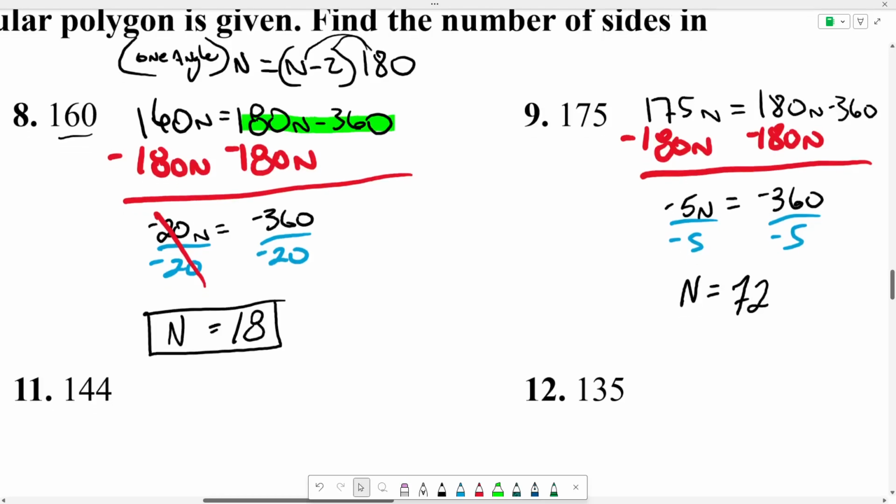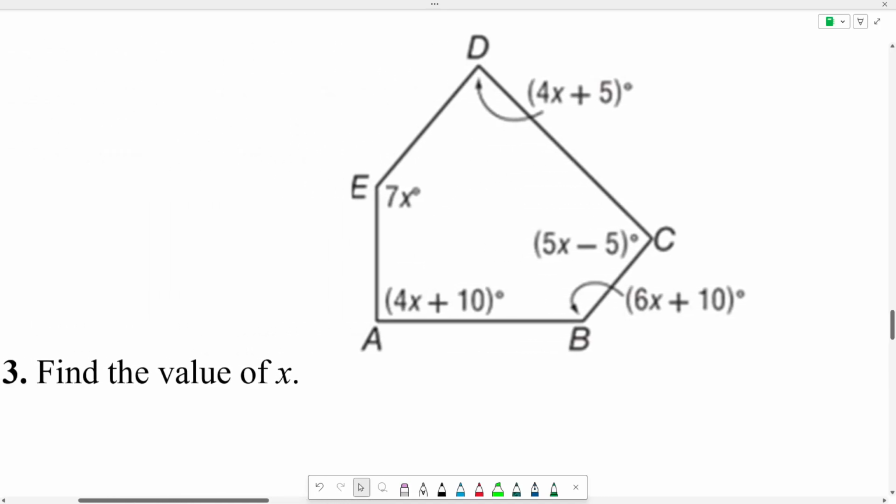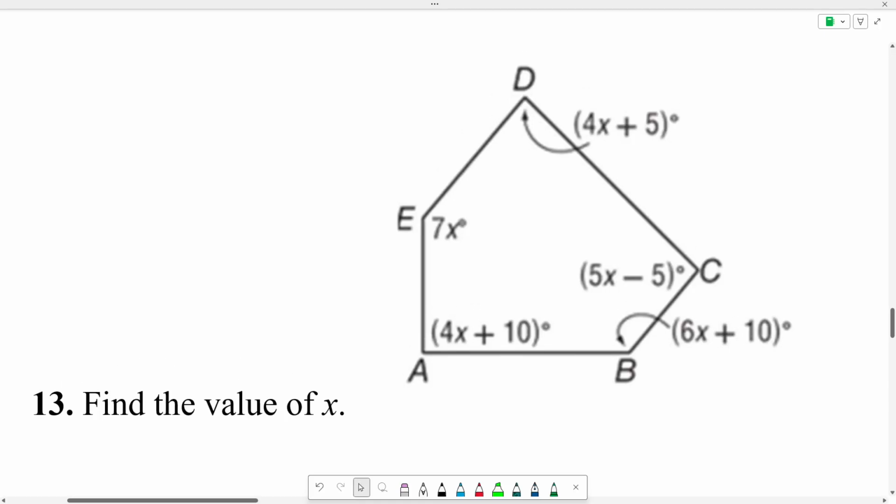And we can kind of go through and keep doing the same thing over and over. But we can also use this information here to help us actually solve problems. So if I have an example like this one right here, it says find the value of x. Well, first off, I need to know how many sides this polygon has. I have 1, 2, 3, 4, 5. So if I do 5 minus 2 times 180, that tells me that I have 540 degrees inside of this polygon.